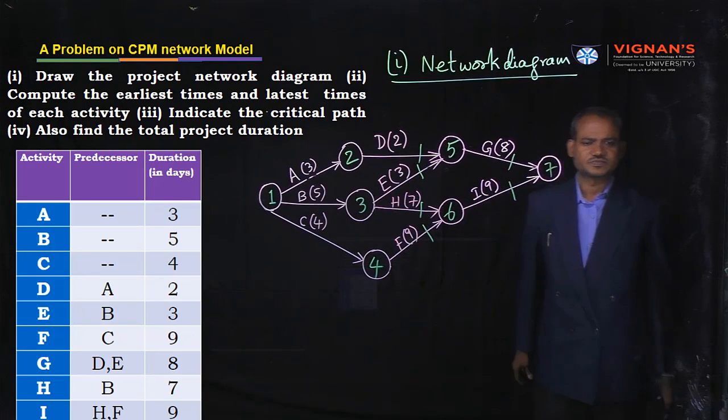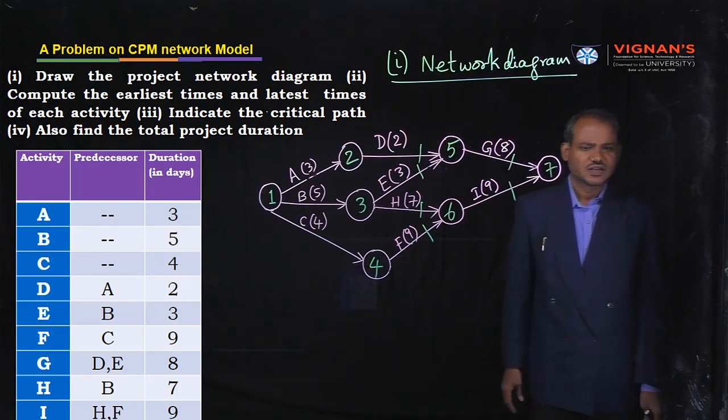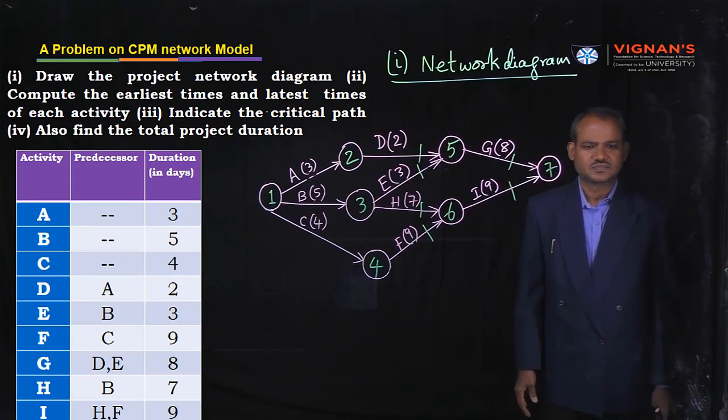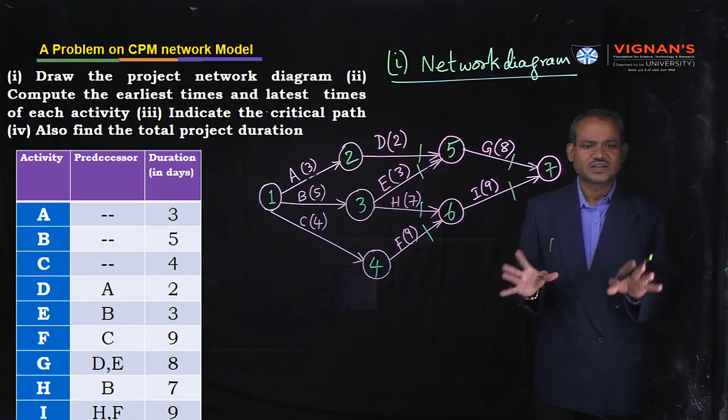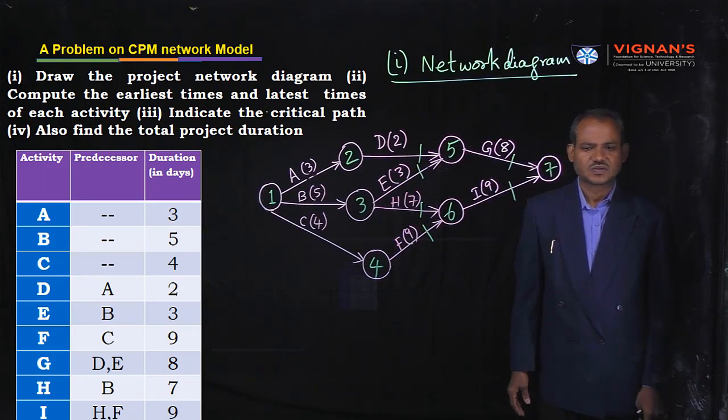Like this, we have given numbers to every node by following an algorithm known as Fulkerson's algorithm. Okay? In CPM diagrams only this algorithm is used. In PERT networks it may not be used.